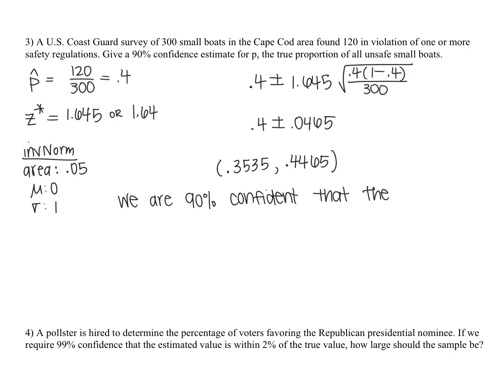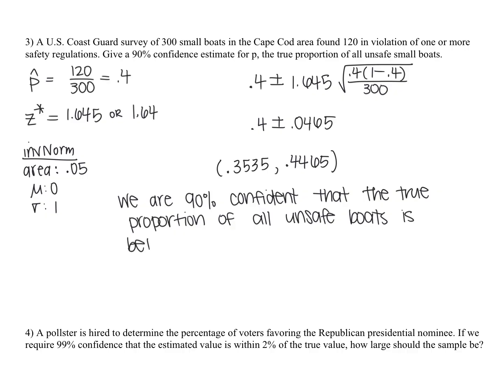that the true proportion of all unsafe boats is between 0.3535 and 0.4465.